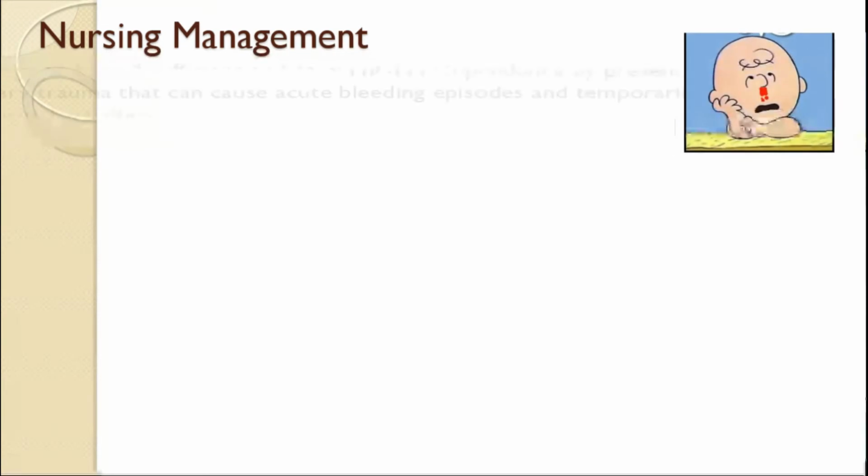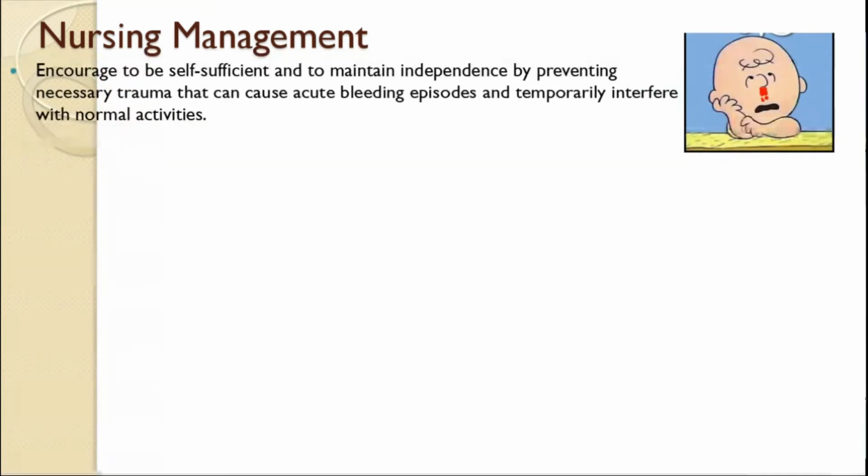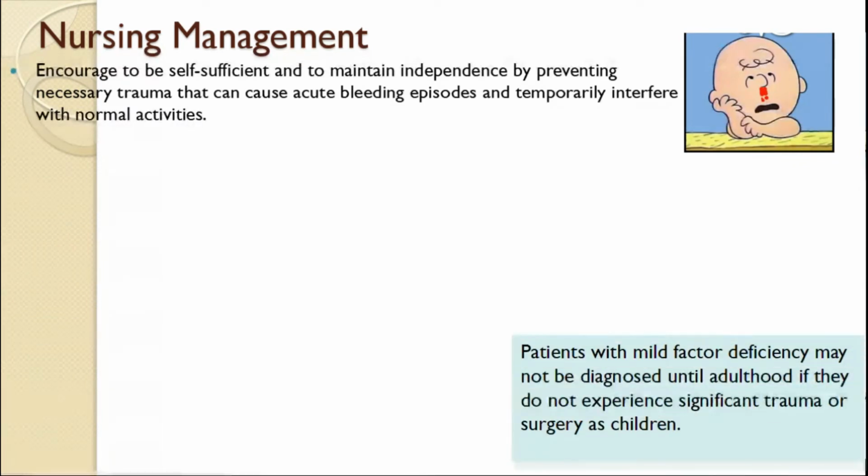Now for the nursing management. Most patients with hemophilia are diagnosed as children. They often require assistance in coping with the condition because it is chronic, places restrictions on their lives, and is an inherited disorder that can be passed to future generations. Now, what we can do is encourage them to be self-sufficient and to maintain independence by preventing unnecessary trauma that can cause acute bleeding episodes and temporarily interfere with normal activities.